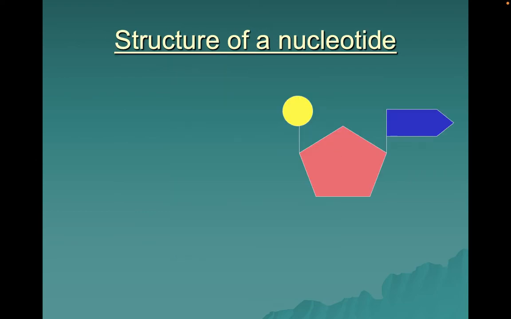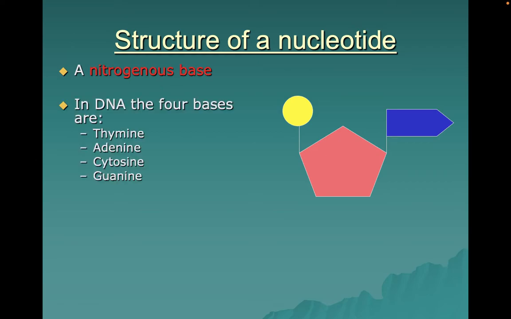Okay, and then the final component in a given nucleotide is the nitrogenous base. Nitrogenous is because it contains an element called nitrogen, and you have 4 variations of bases in DNA. These are known as thymine, usually abbreviated to capital T, adenine, capital A, cytosine, capital C, and guanine, which is capital G.